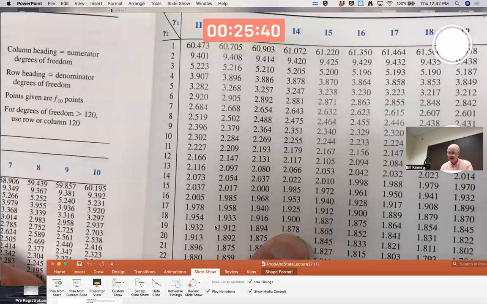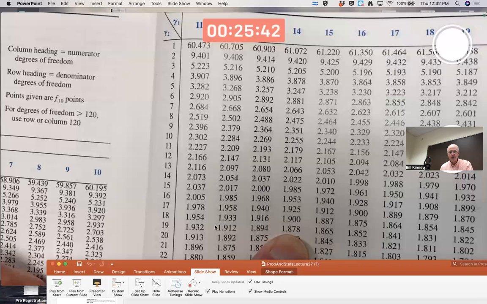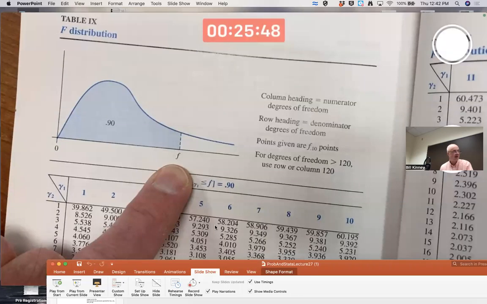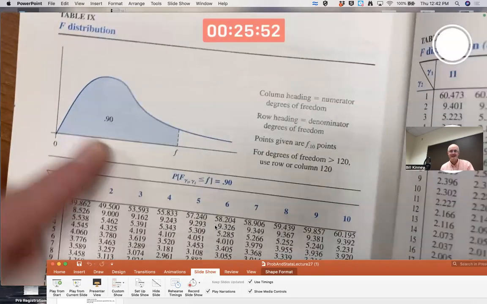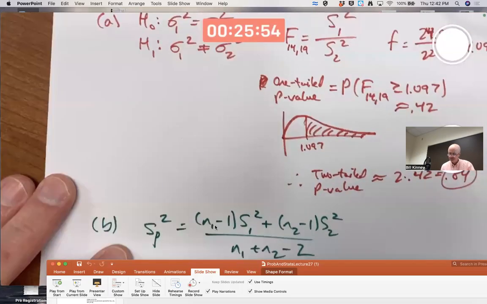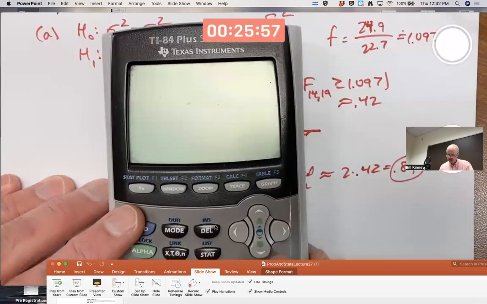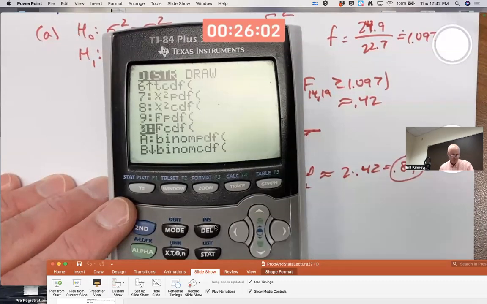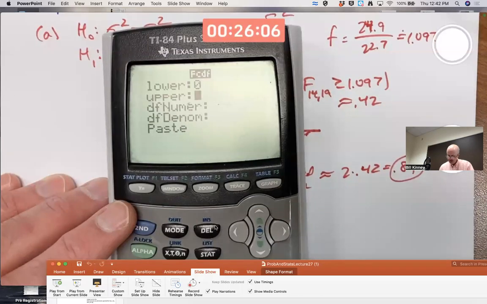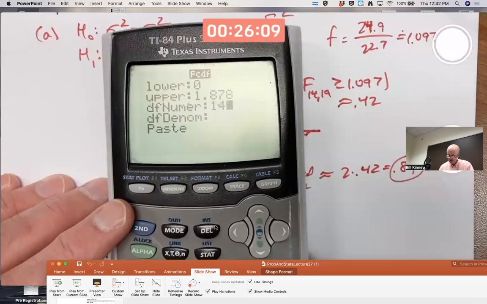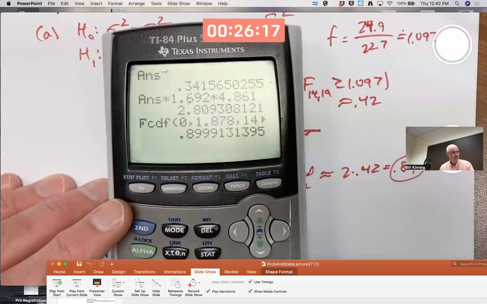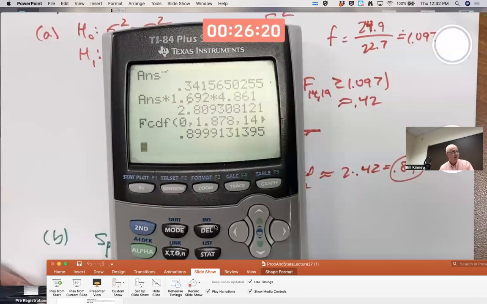What is that telling you? That 1.878 is referring to the critical value on the horizontal axis that makes this area 0.9. We could confirm it with the calculator. Go back to the F distribution here, FCDF, 1.878, 14 degrees of freedom for the numerator, 19 degrees of freedom for the denominator. We should get close to 0.9 here. Yeah. Meaning the area to the right is close to 0.1.